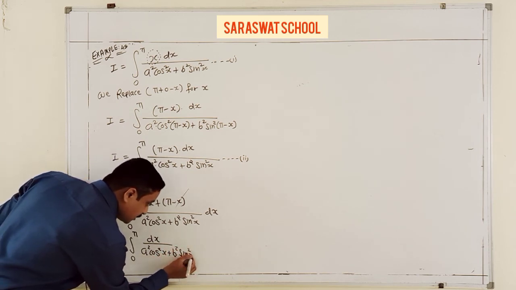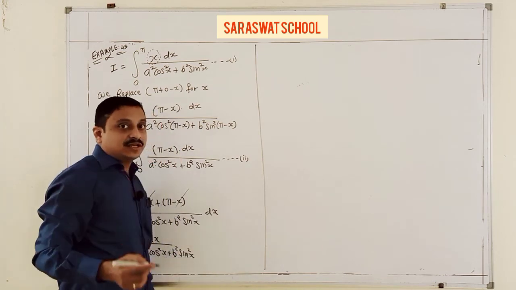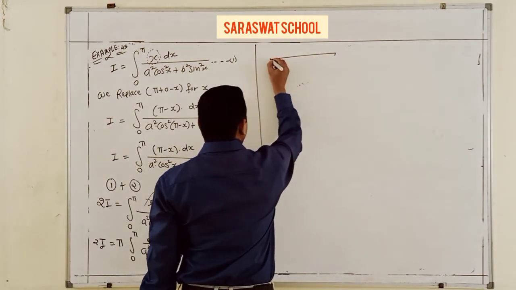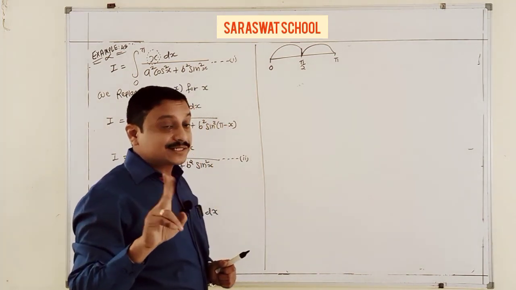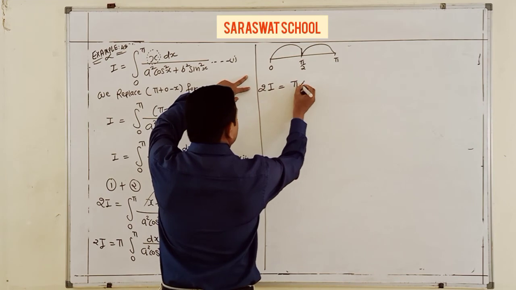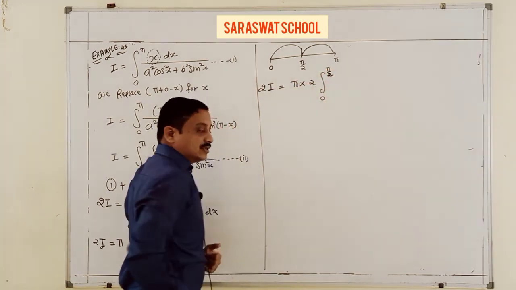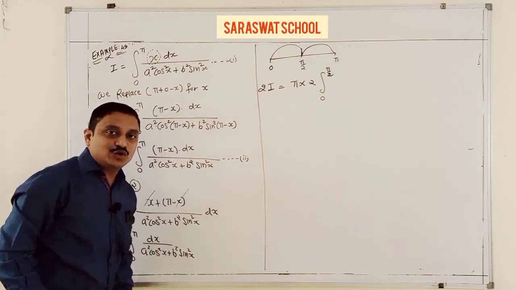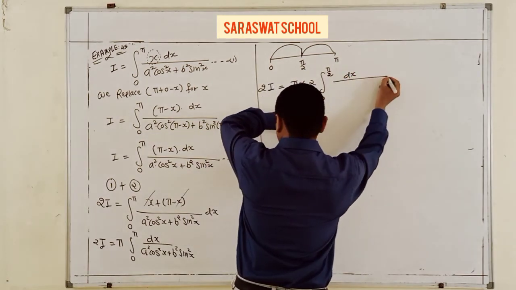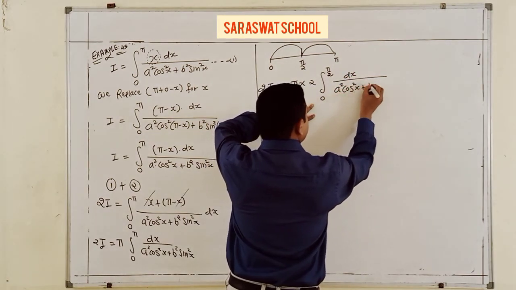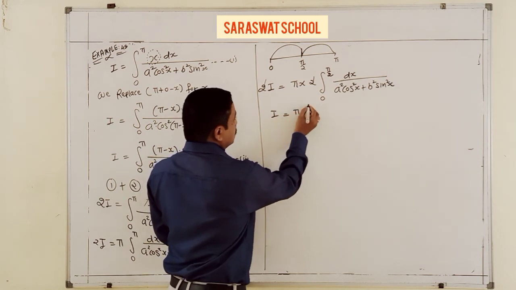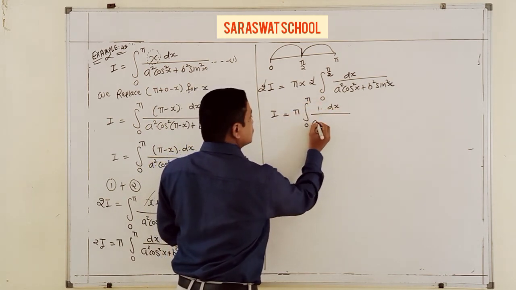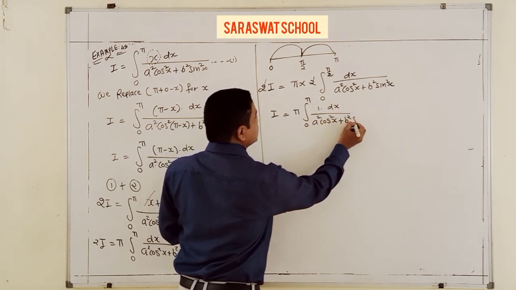Now, students, time is coming to one of the turning points. Here is one turning point: 0 to pi, I just convert into two parts, 0 to 90 and 90 to pi. So twice I, here two times 0 to 90 we can write down. Check here, 0 to pi I can show as 0 to pi by 2 two times, and the other as is. I will explain it better. So, students, here the two cancel. I get 0 to pi by 2, 1 dx upon a square cos square x plus b square sin square x.